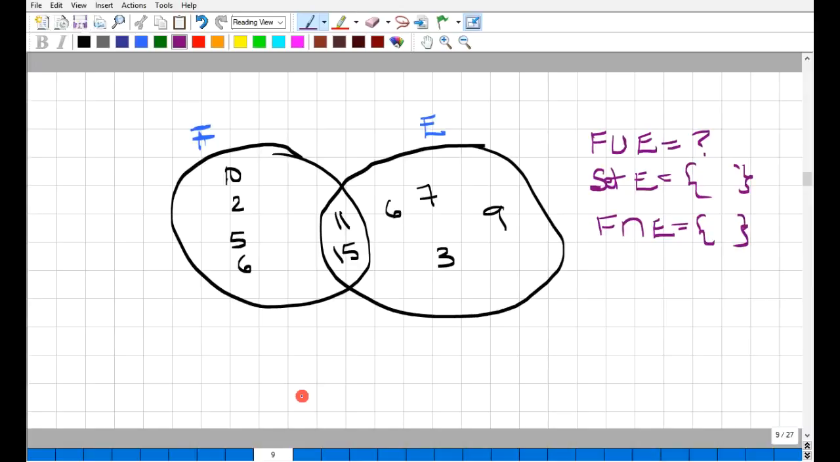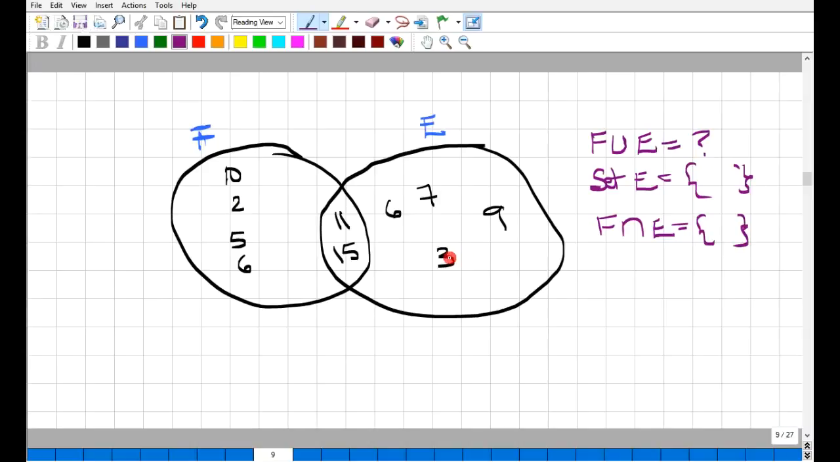All right, let's look at this. So we have here set F and set E. What is F union E? What does union mean? Sir, union means everything included in the set. Okay, in both of them. So we have what now?